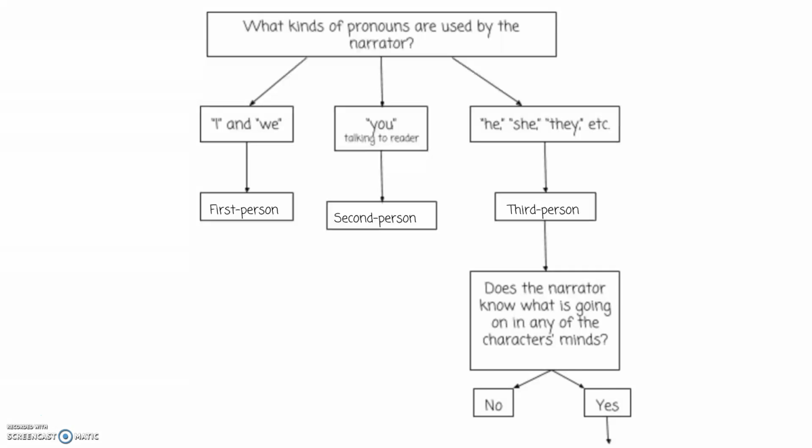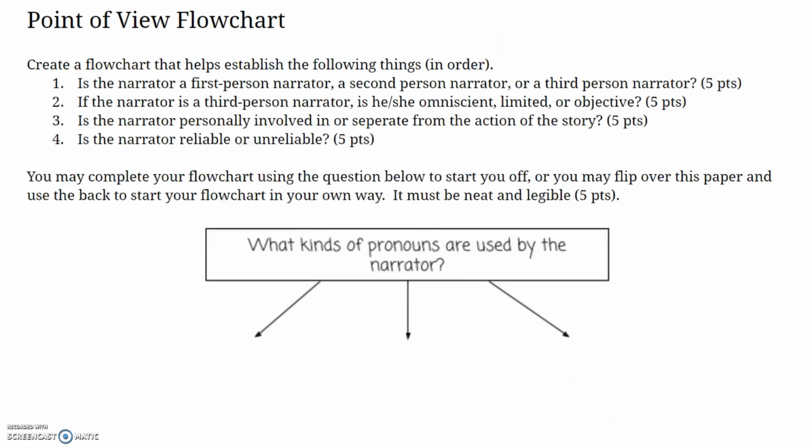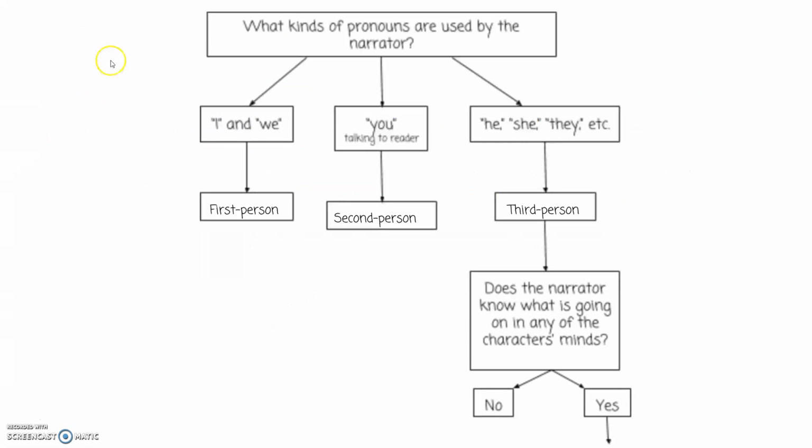So here is an example of what you could do with this flowchart. We started off with what kinds of pronouns are used by the narrator. So I and we takes you to first person. You, talking to the reader, takes you to second person. If it says he, she, they, etc., it takes you to third person.